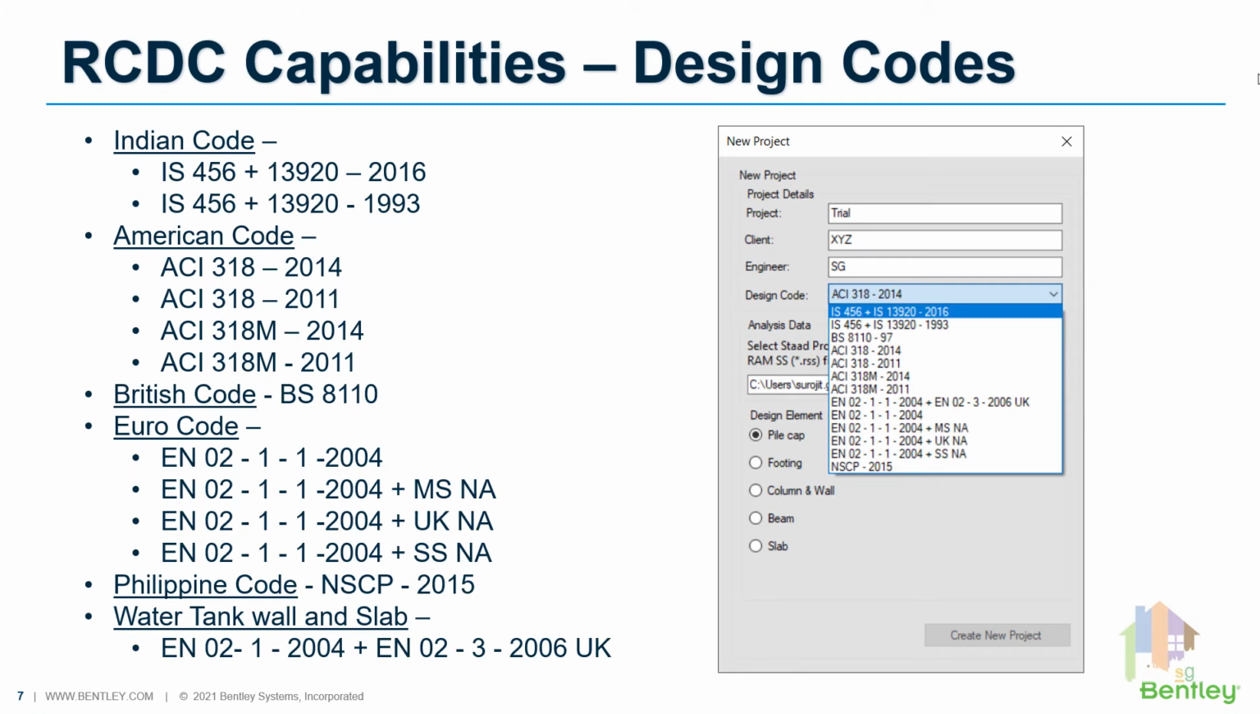Several international design codes have been implemented in this module. For American code, ACI 318, 11 and 14 codes are available. Latest version of Indian code IS 13920-2016 is also available for ductile detailing. Both British and Euro codes are available along with different national annexes like Malaysian, UK and Singapore national annex.